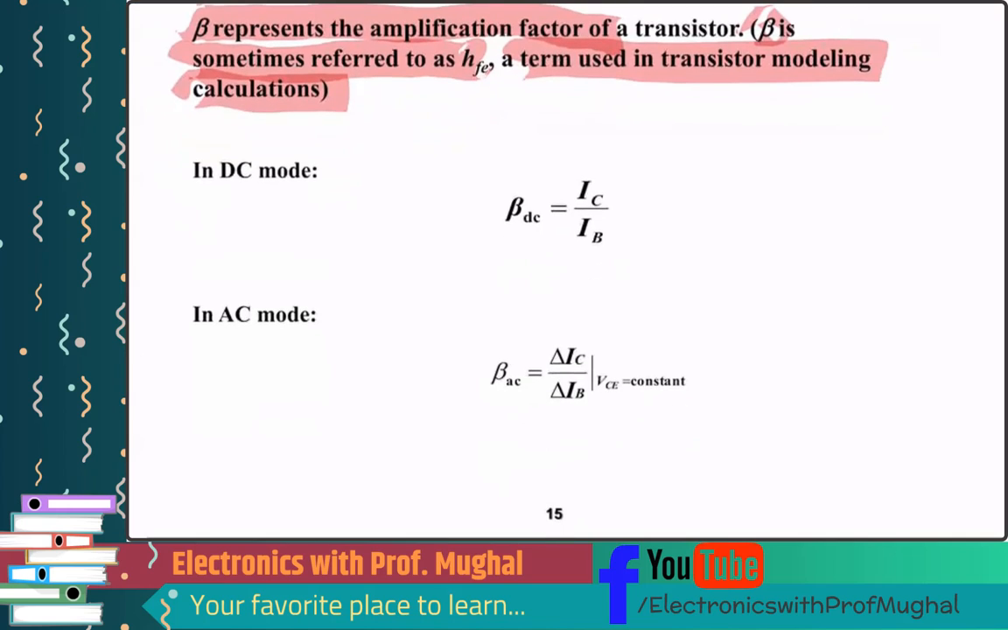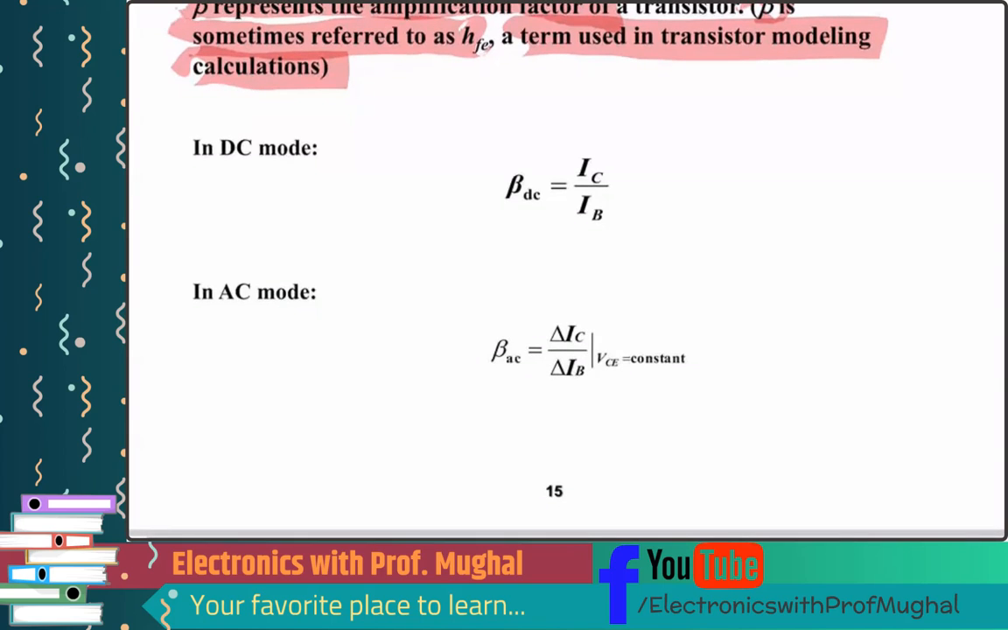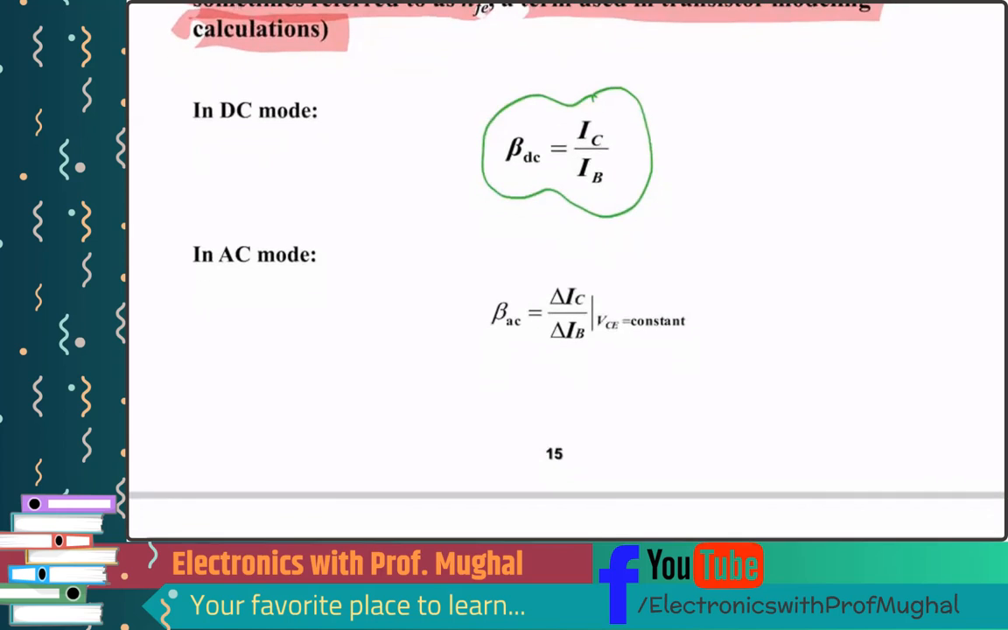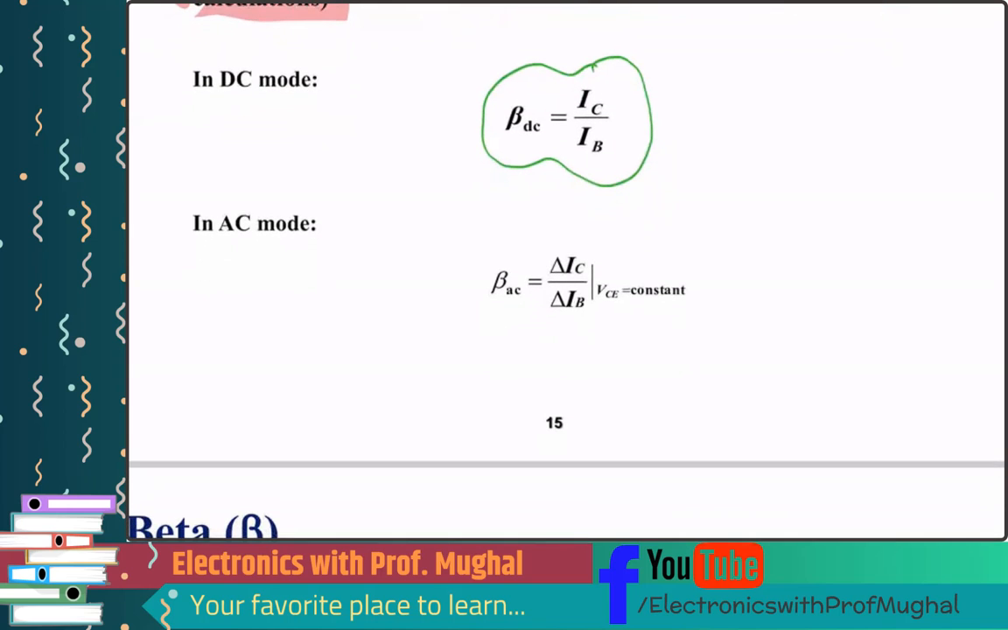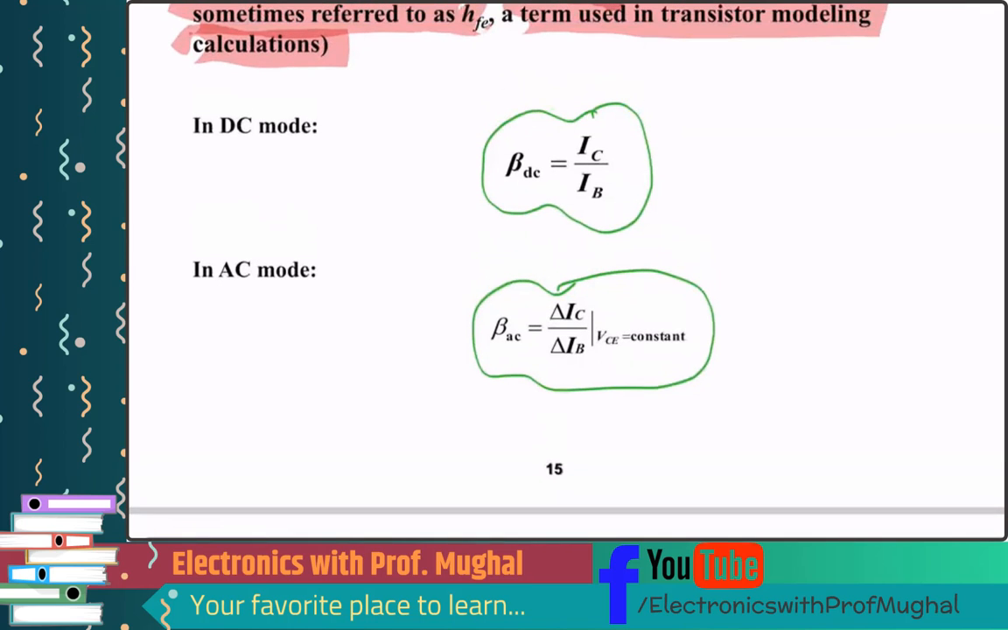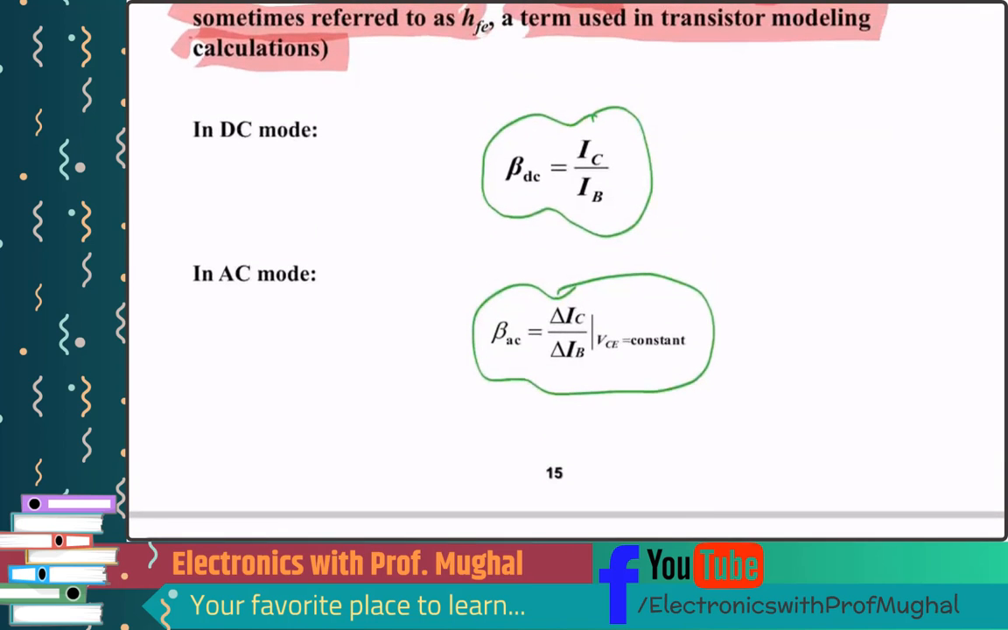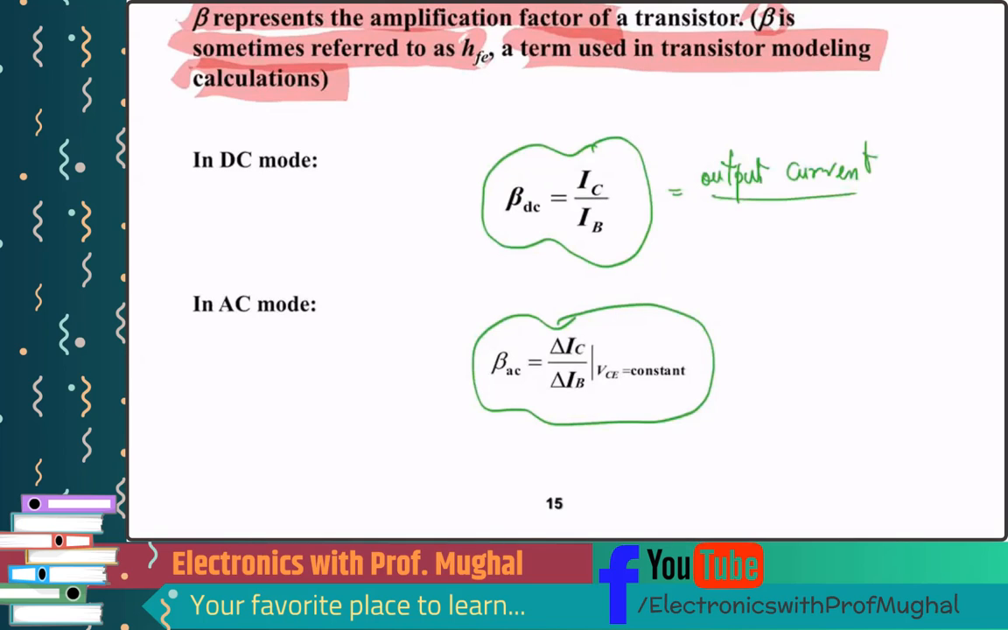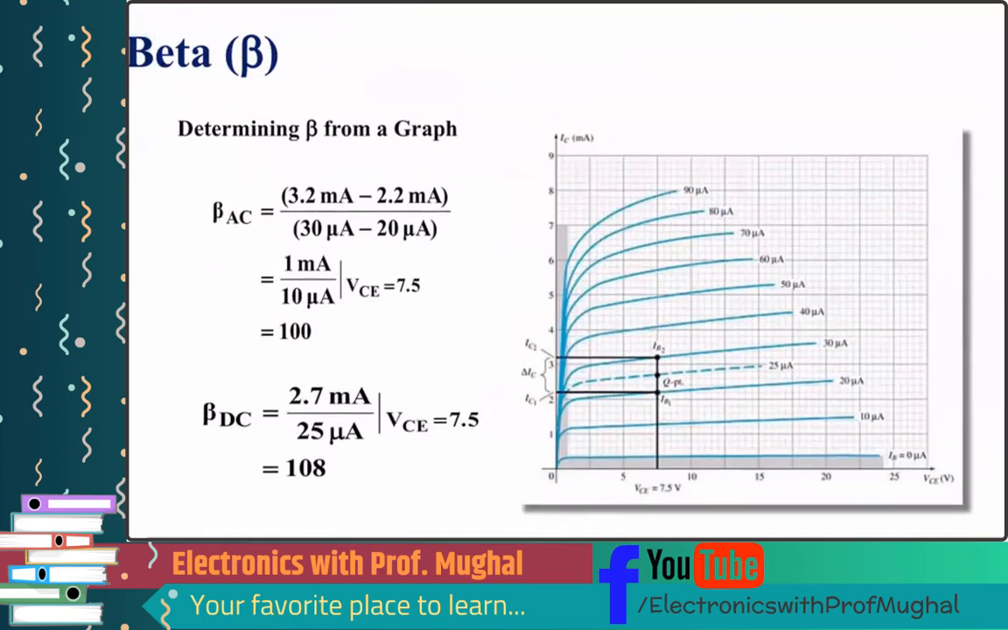Okay, so in DC mode, beta DC is basically equal to IC over IB. Very important equation. We're going to use it a lot of times today and also Tuesday. In AC mode, it's basically the change in collector current over the change in base current. Now, remember, the collector current is the output current, and IB is the base current, which is the input current. Okay, all right. So how do you calculate beta?